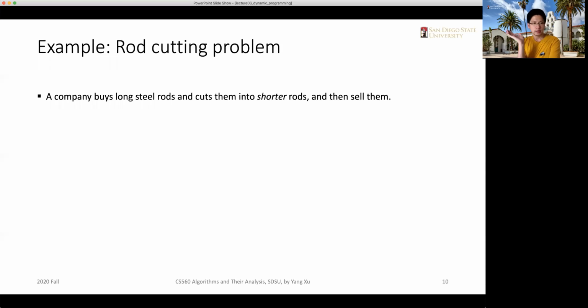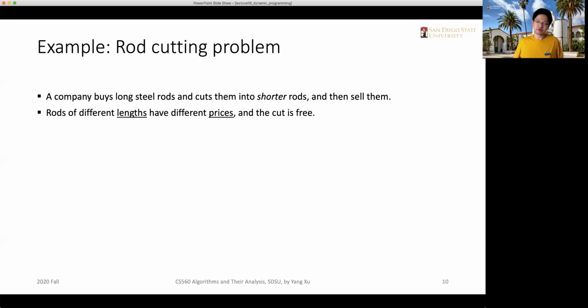The background is: imagine a company wants to sell long steel rods, and they want to cut them into shorter rods and then sell the shorter rods at different prices. Okay, so we simplify the condition so that the lengths of the rods need to be discrete numbers, integers. We don't use floating-point numbers, okay? And we assume that different lengths have different prices, okay?